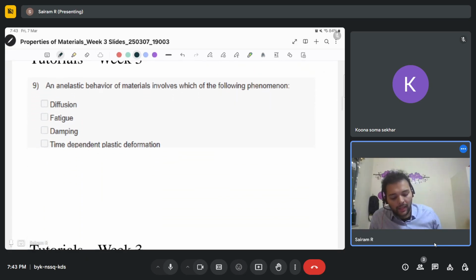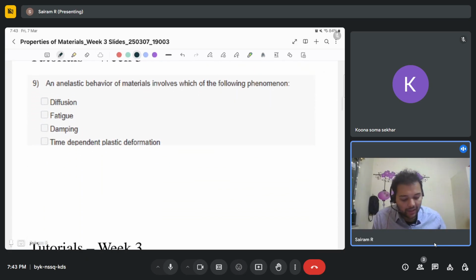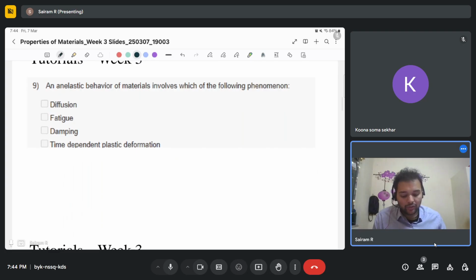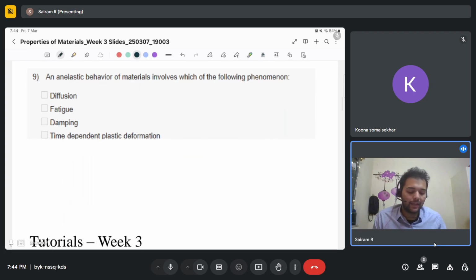Moving on, anelastic behavior of materials involves which of the following phenomena? We know that anelastic behavior occurs due to diffusion. So I would have explained that it can happen because of interstitial atoms, substitution atoms, thermal currents between intercrystalline or transcrystalline regions, also because of dislocation movements and grain boundary effects. Which means all of these phenomena occur mainly due to diffusion of atoms from one region to another.